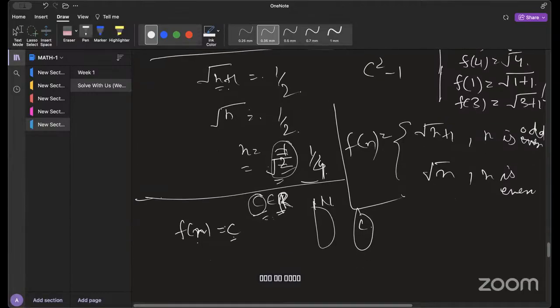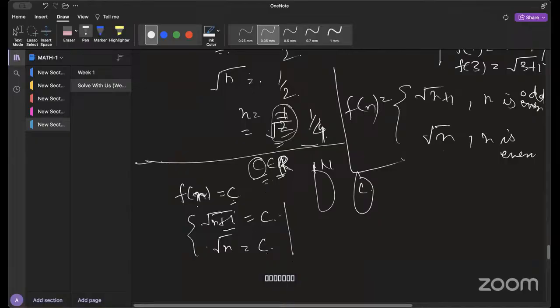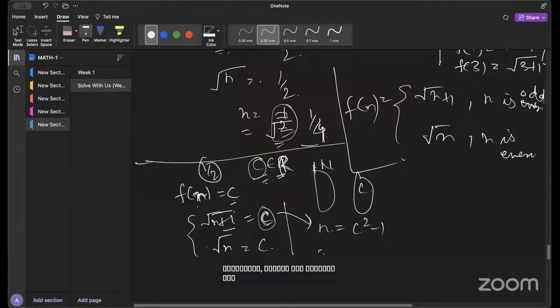So what we do is, your f(n) is either square root of n plus 1 or square root of n depending on the number. So let's try both of these. Let's equate this thing to c and equate this thing to c. We're not taking half directly here because we don't know for what value of c we will not find an n, right? So we're first trying to see how it looks. We try to find n in terms of c: you get c square minus 1 from here, and n is equal to c square from the other.